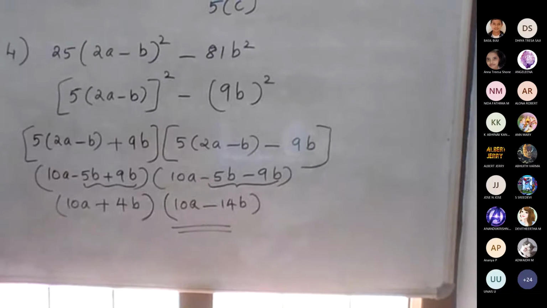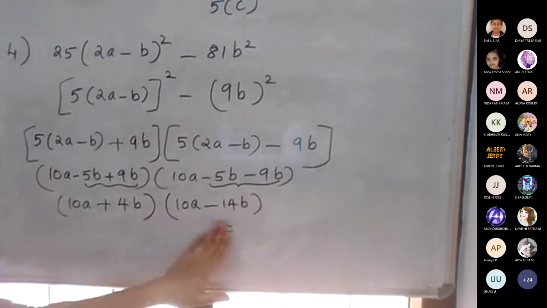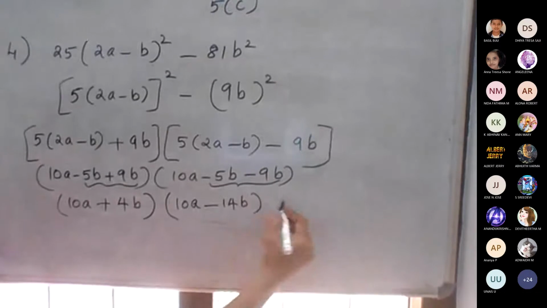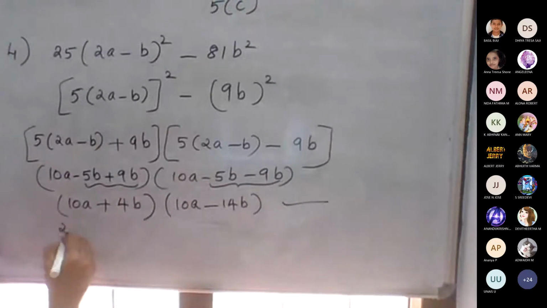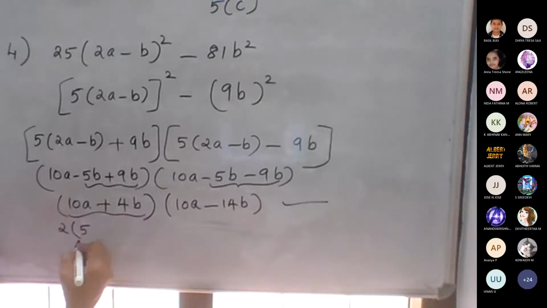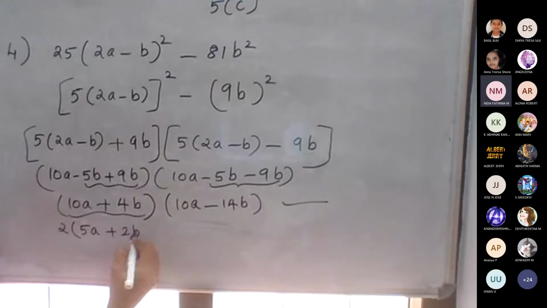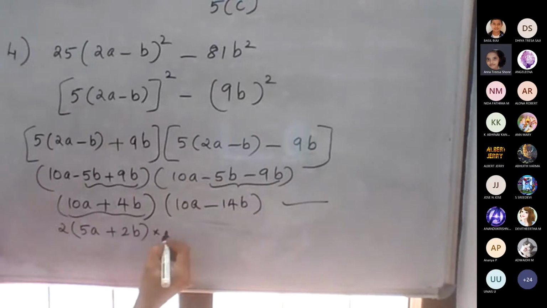If we need, we can take something common. Anything we can take common there. If you need, we can take 2 from here, and we can take from here also. Up to this is enough. But if we want maximum simplification, from this we can take 2 common. Then the balance will be 5a plus 2b. From here also we can again take 2.